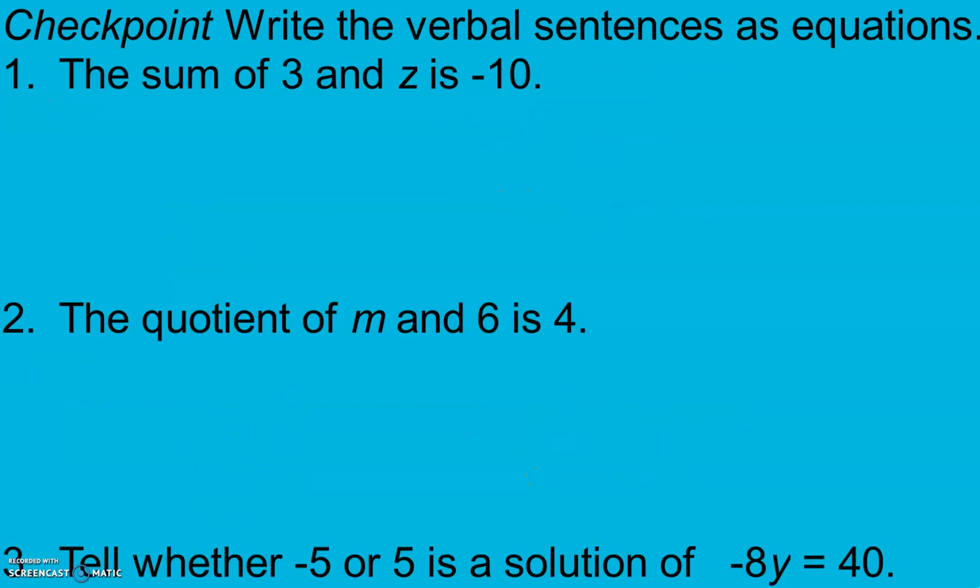Now feel free to pause here and give this a try. The sum of 3 and z is -10. Remember, we treat our variables just like numbers, so I circled it just like I did my 3 and my -10. Sum means we're going to add, and the things that we're going to add are the 3 and the z. And "is" means equals -10.